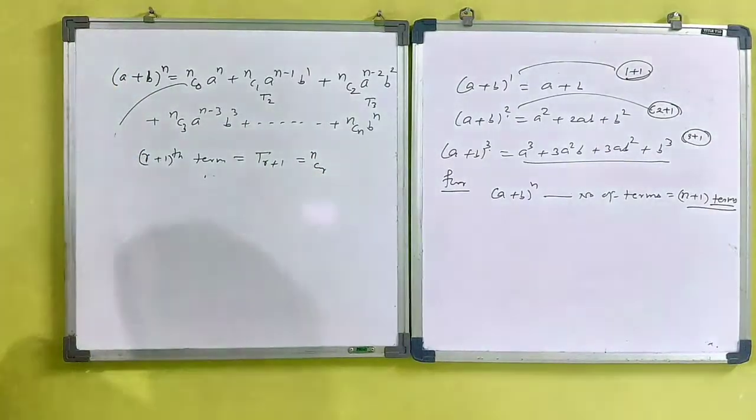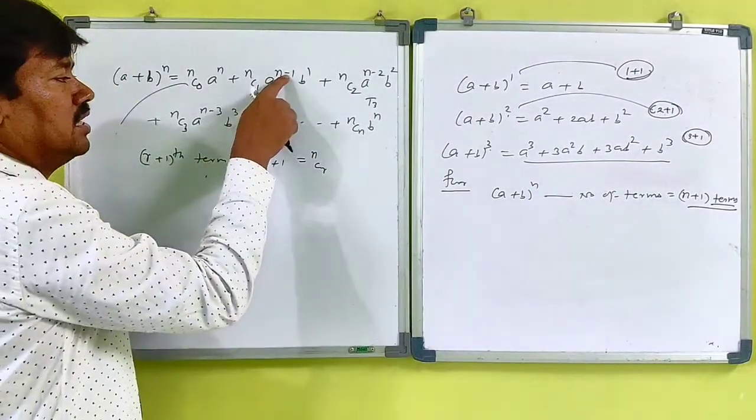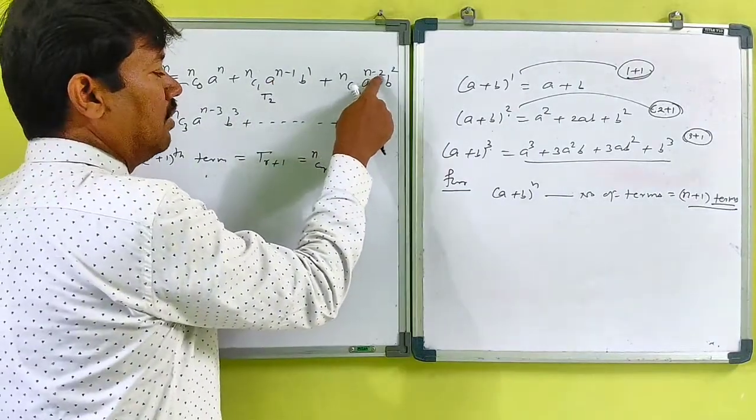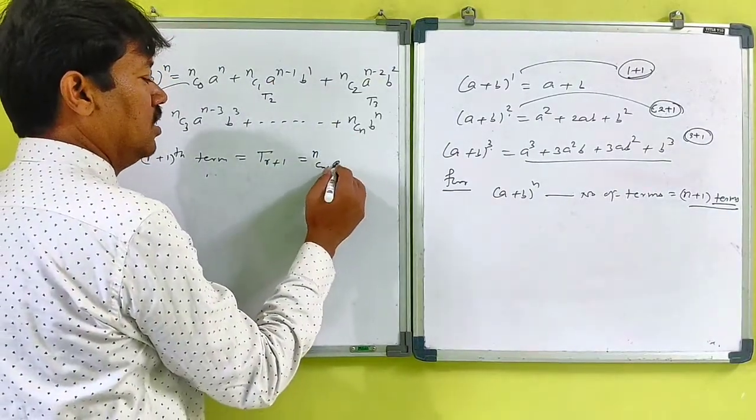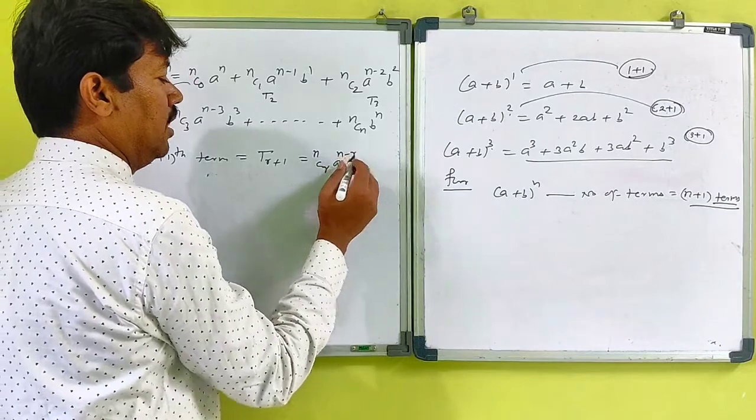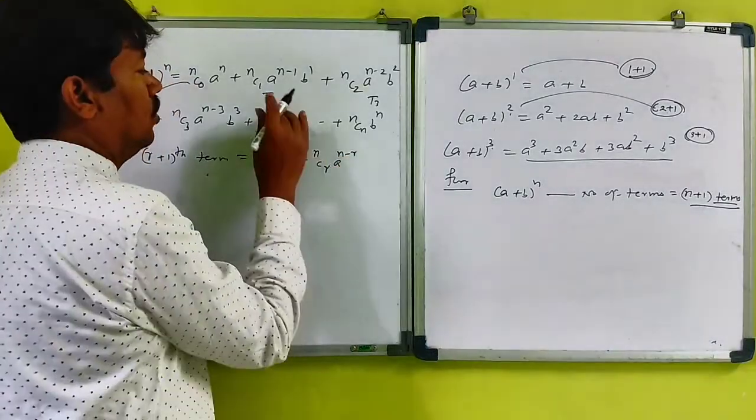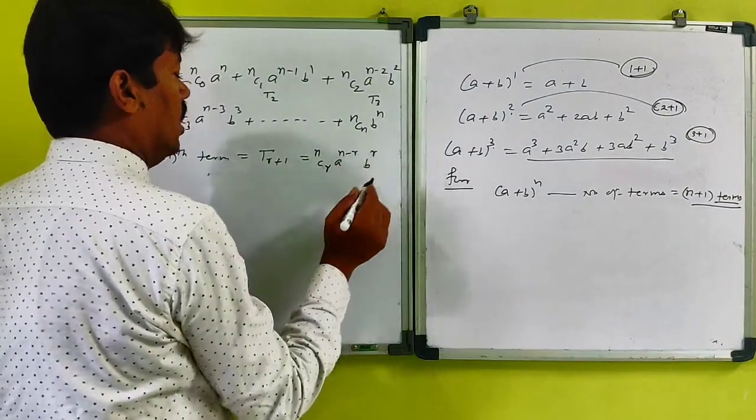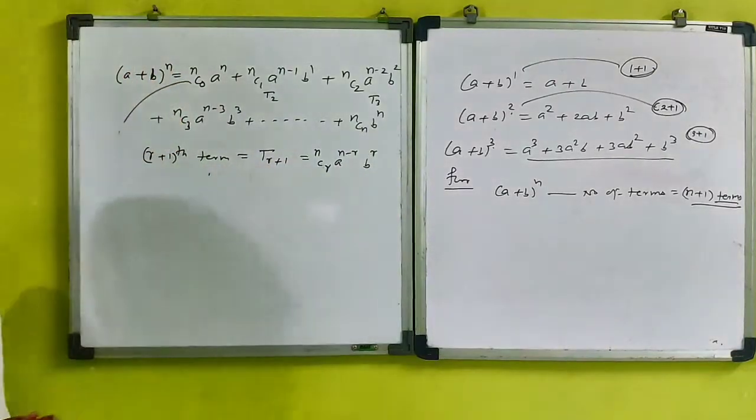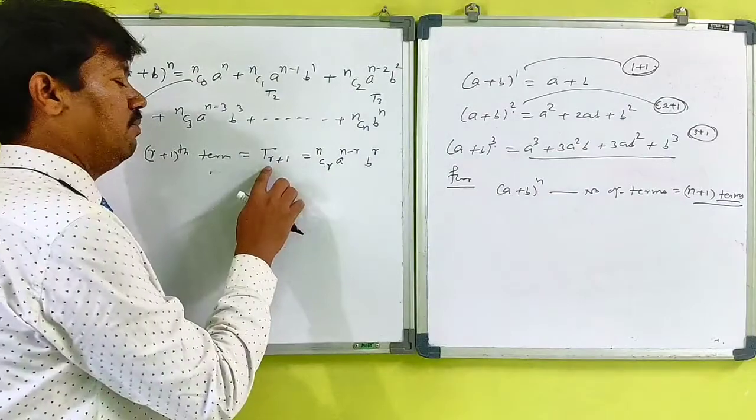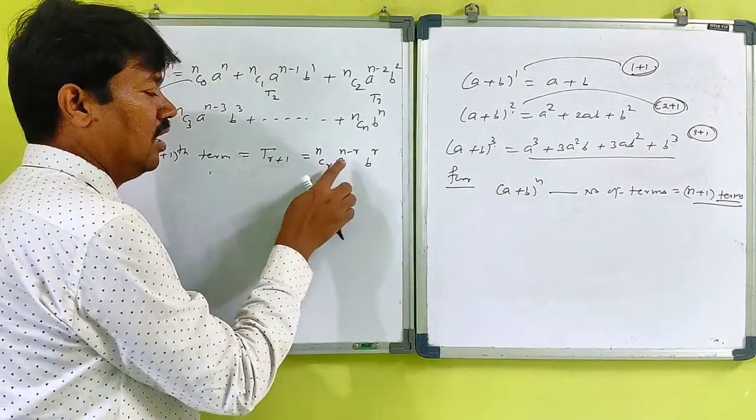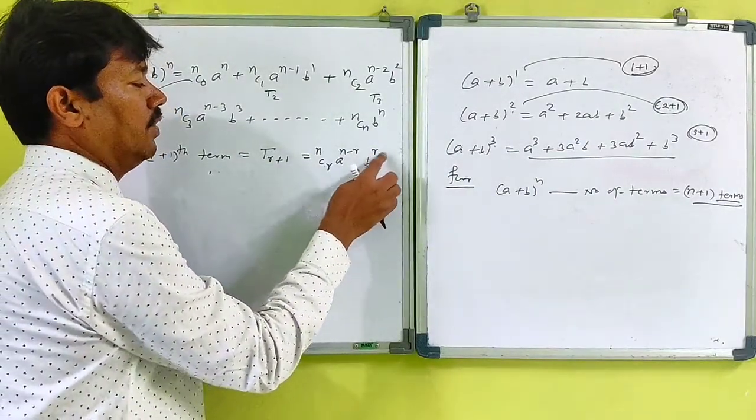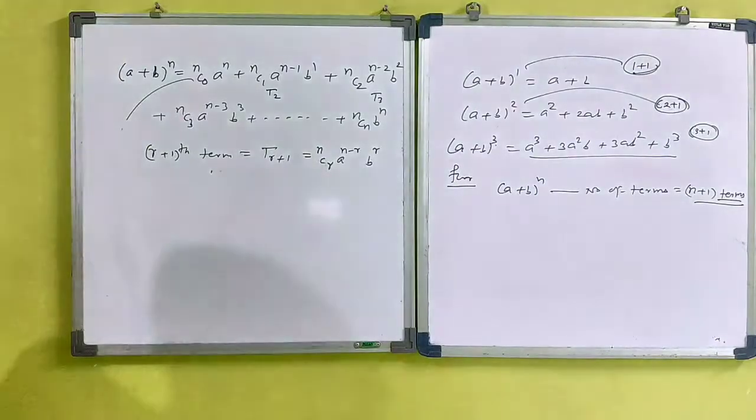And the power of a, if 1 is there, it is n minus 1. If 2 is there, it is n minus 2. So for r, it is a raised to n minus r. And then whatever the coefficient, the power of b is there, so it is b raised to r. So basically, this is the formula for T(r+1). T(r+1) is given by nCr a^(n-r) b^r.